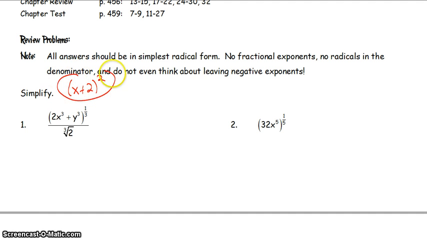Think about this up here, x plus 2 squared. You know for sure that you have to FOIL that. You cannot just say x squared plus 4. We don't do anything with the third power, third roots. We just leave it the way it is.